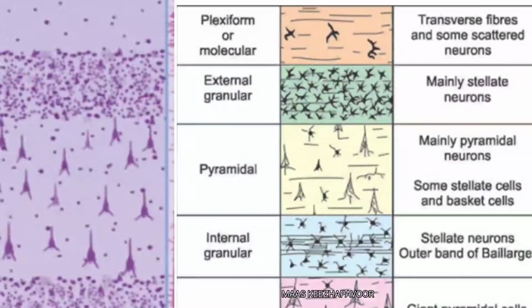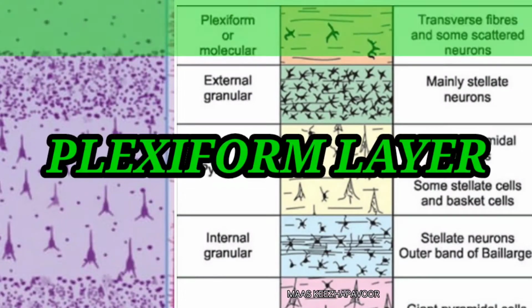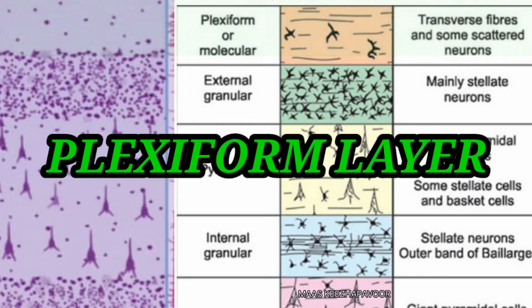The most superficial lamina is the plexiform layer. It contains many dendritic and axonal synapses and nuclei of neuroglial cells. Occasional horizontal cells of Cajal are also seen in this layer.